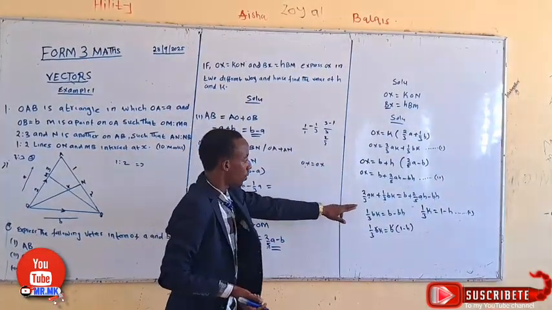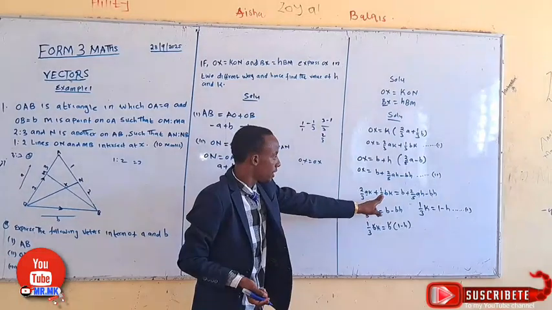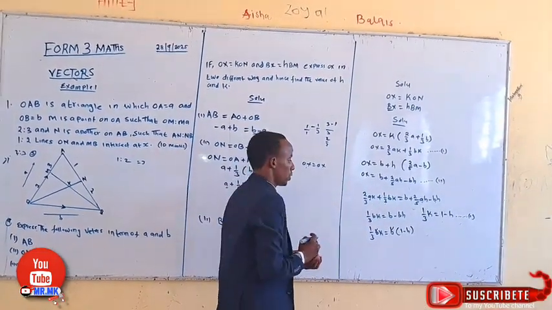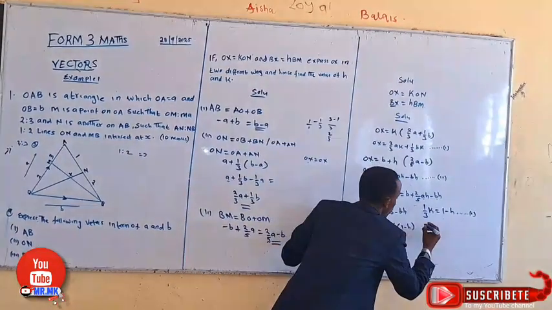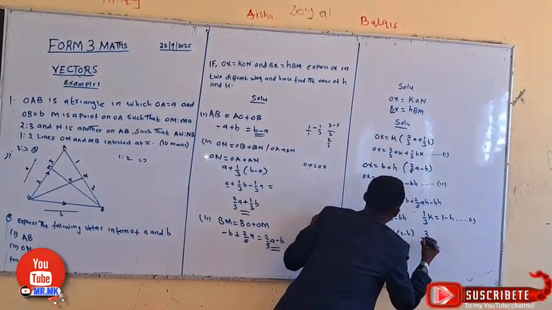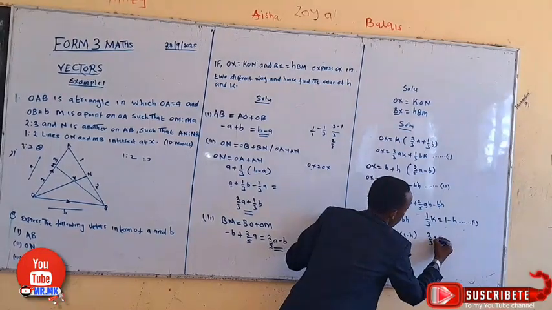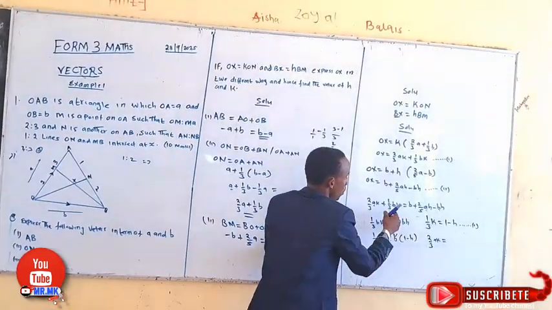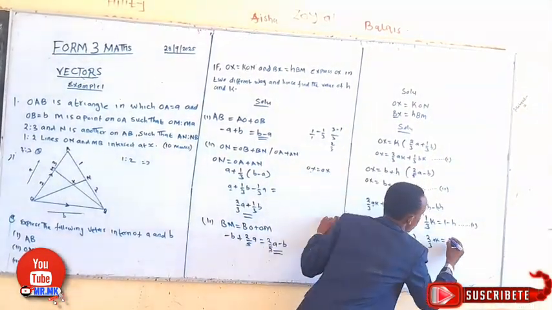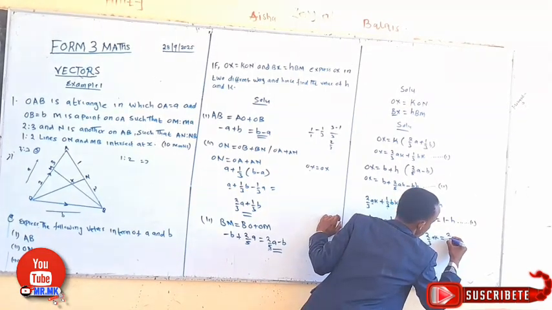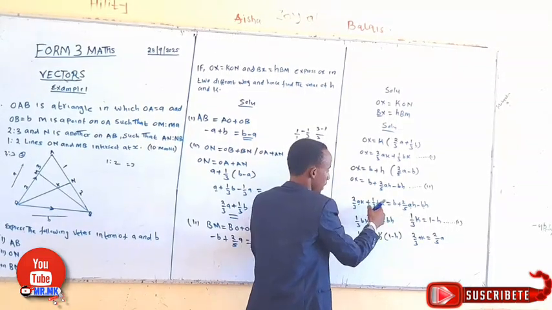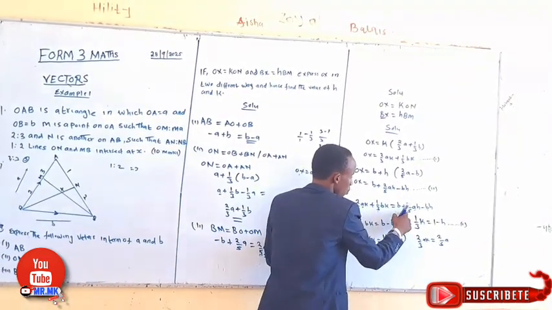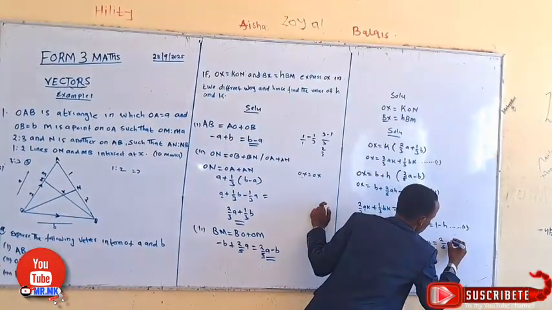Let's go back to the other one. We have collected vector B. Let's collect also vector A together. How do you collect now? I just say 2 over 3 AK is equal to 2 over 5 AH.